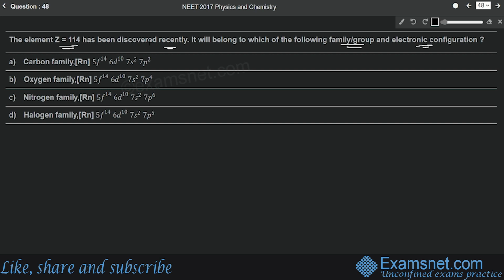Okay, so the answer is that the recently found element with atomic number 114 is flerovium. And it belongs to group 14 of the periodic table. Group 14, that is which family? Carbon family. So out of the given options, only option A is possible because carbon family is mentioned in this option only. And this is the electronic configuration of flerovium. So option A is the correct answer.